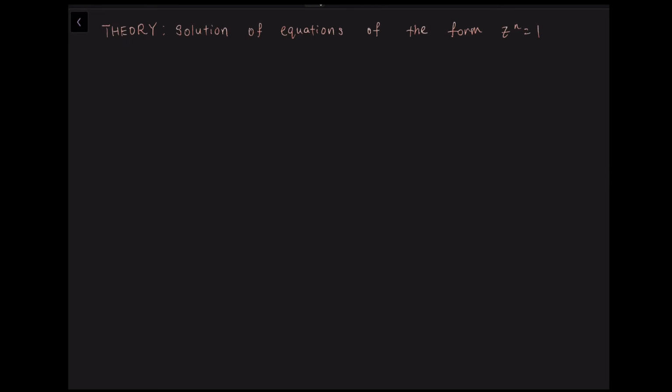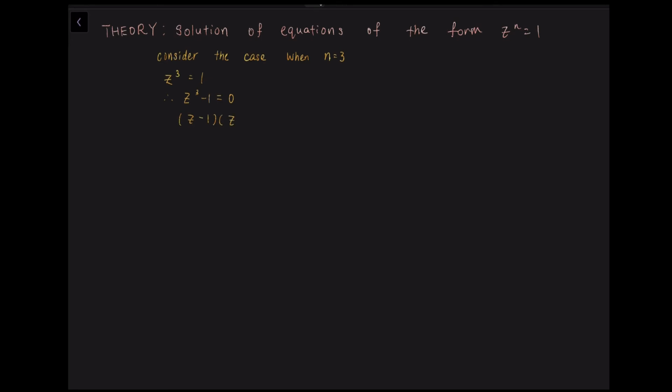Now, let us look at how to find the solution of equations of the form z to the power of n equals 1, where z is a complex number. So let us consider the first case, when n equals 3. We will have z cubed equals 1. So rearranging it, we have z cubed minus 1 equals 0.